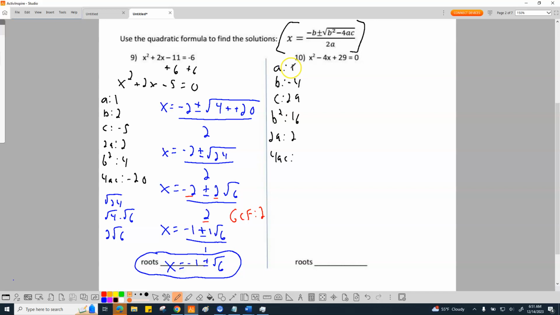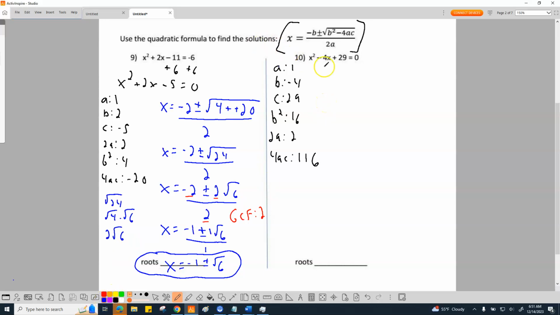4 times 1, okay, is 4 times 29. What is that? 126, I believe is the answer. No, I need to make sure I got that right. Hold on. It's 116. All right, sorry, I had to make sure that was 116. And it is. So now you are ready to basically insert all this garbage.